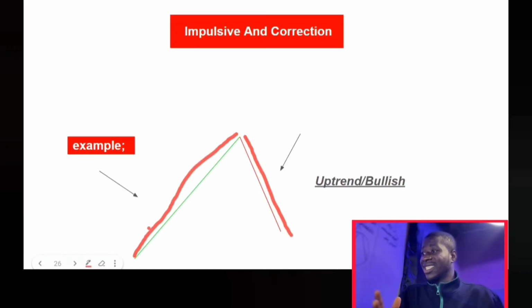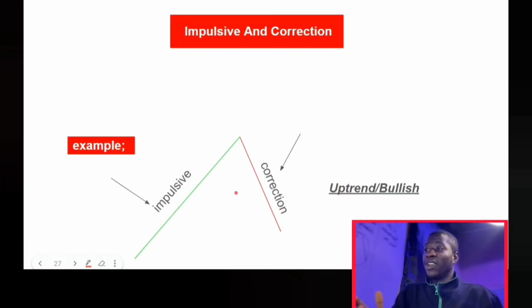Now you need to understand this. The upward move for a bullish market is the longest move of an uptrend, and the down move is usually shorter than the up move. And this is where impulsive and correction comes in. Now remember, the move to the upward side will be your impulsive move.